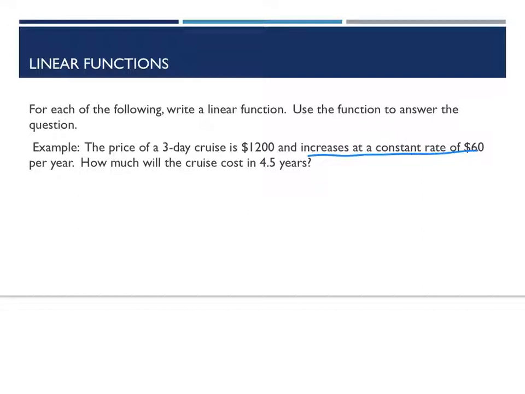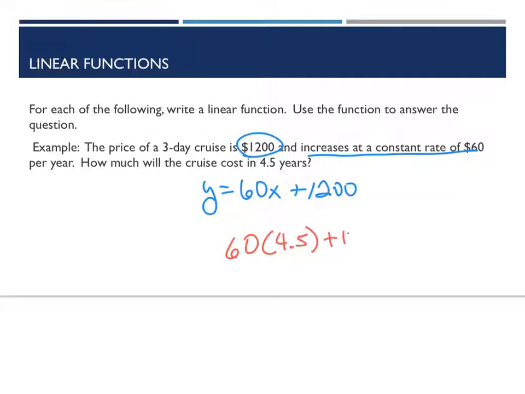Increases at a rate of 60 is y equals 60x, and we're starting at 1,200. Now if I want to see how much the cruise will cost in 4.5 years, I just do the part after the y equals: 60 times 4.5 plus 1,200. And that means in 4.5 years, the same cruise should cost me about $1,470.